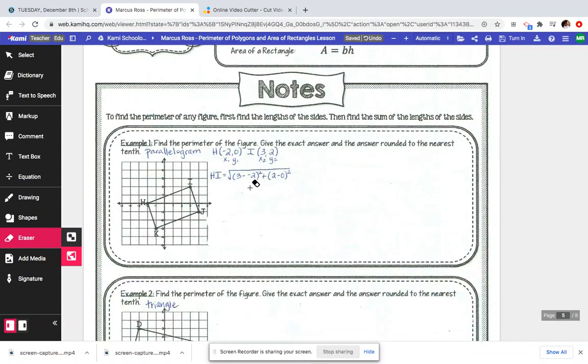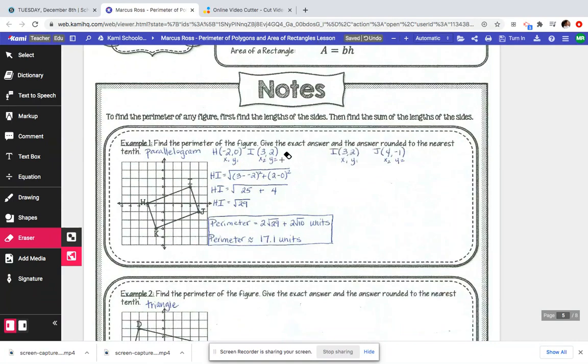So 3 minus -2 is going to give you +5. Square that, you get 25. 2 minus 0 gives you 2. Square that, you get 4. Add those together, you get 29. HI equals the square root of 29, and that's your answer, okay? But you also have to do it for the other side too, because we have another side length. And if you're thinking about perimeter, you're adding up all of your side lengths together, right? So let's go ahead and find the second one.